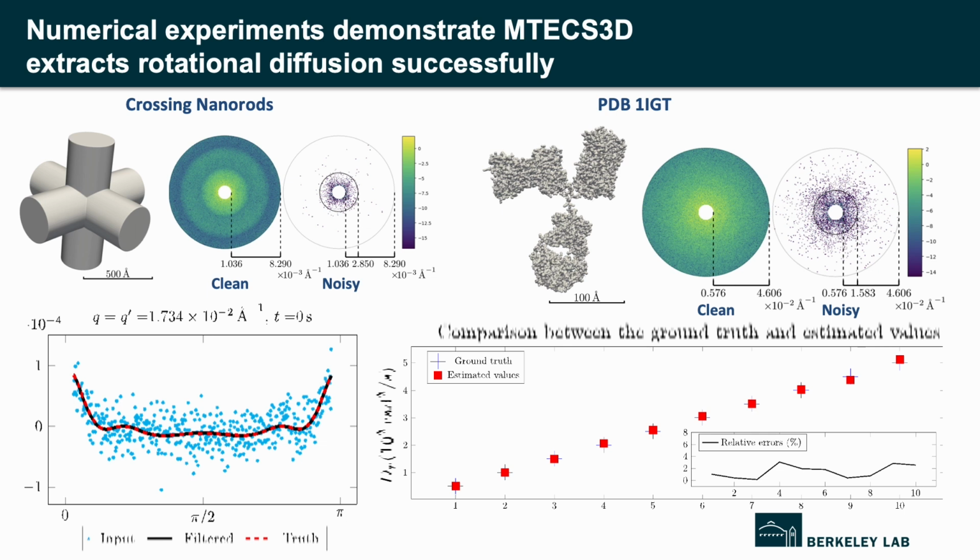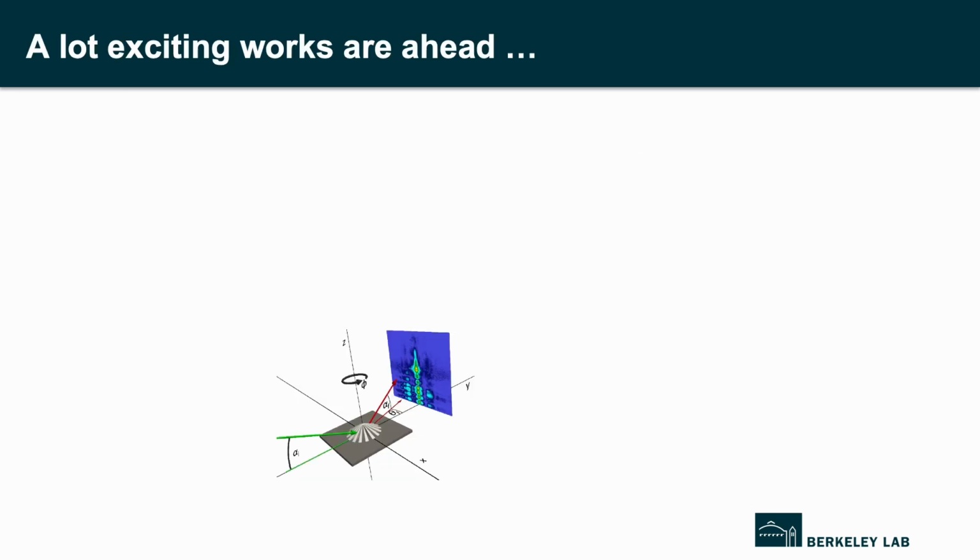At the last step, I show a comparison between the input data, the filtered data output by our algorithm, and also the ground truth. We can see that even though the input data is very noisy, the filtered data overlaps with the truth very well. This shows that our algorithm is really robust to the noise in the input data. And thanks to this robustness, our algorithm can estimate the rotational diffusion coefficients very precisely. At the right side, there's a comparison between the ground truth and the estimated values. We can see the estimated values overlap largely with the ground truth, and all the relative errors are at most 3%.